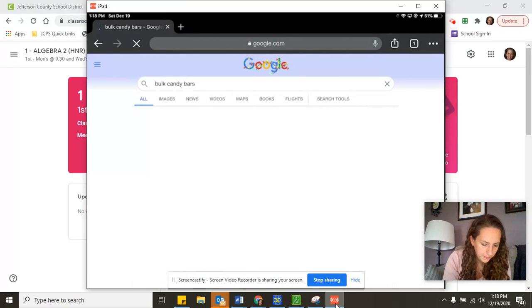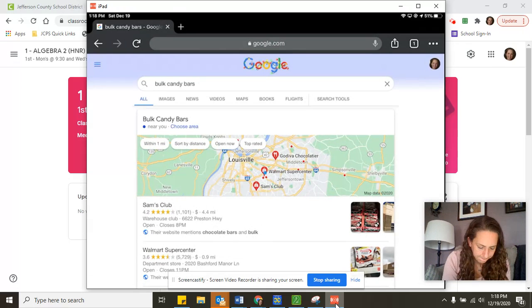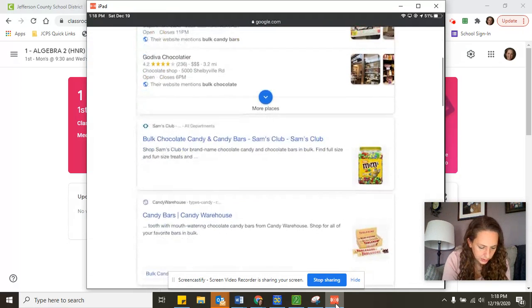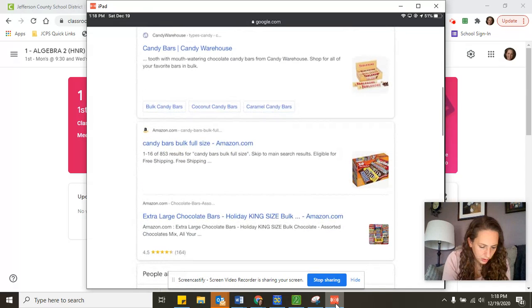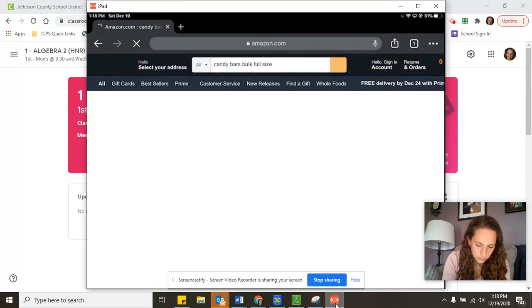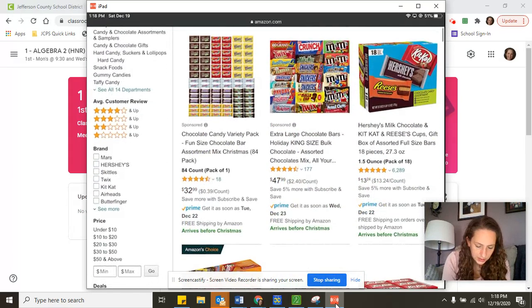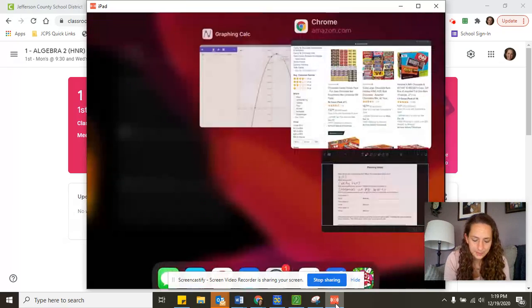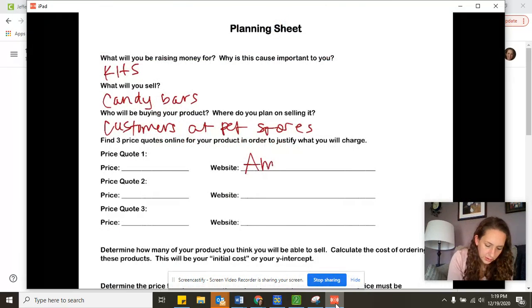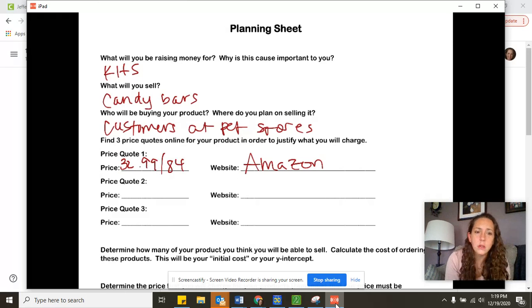All right. So there's a couple places. Let's look at Amazon. So Amazon says that I can buy, let's just look at this one, this variety 84 count for $32.99. So from Amazon, it's $32.99 for 84 candy bars.